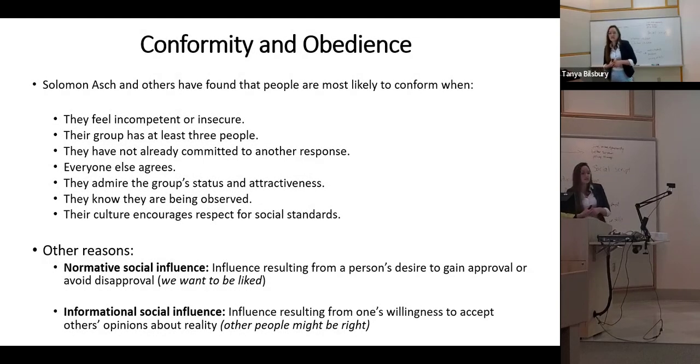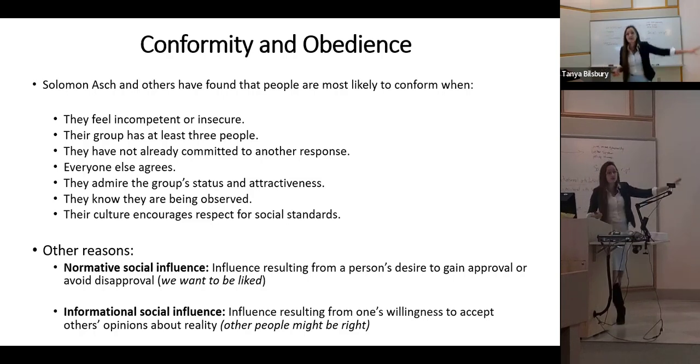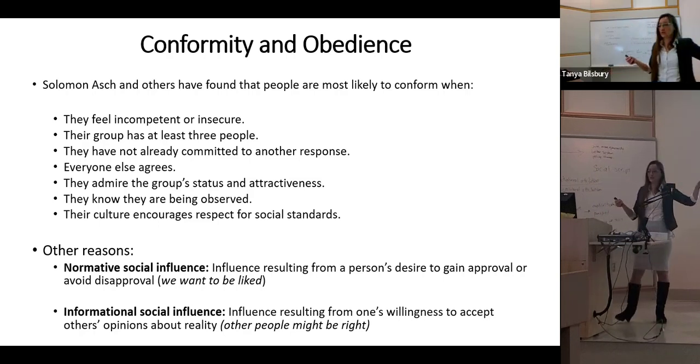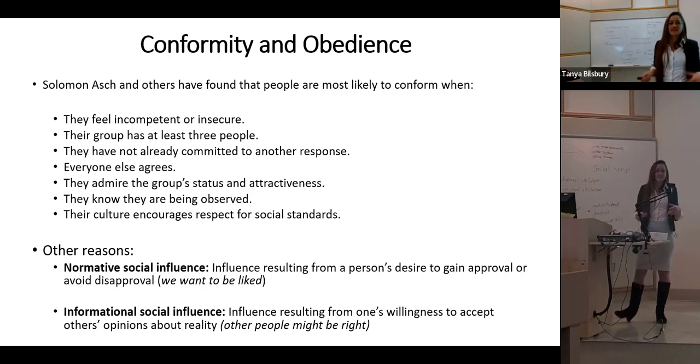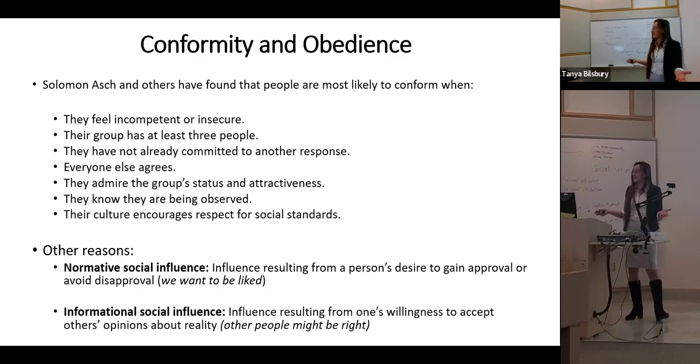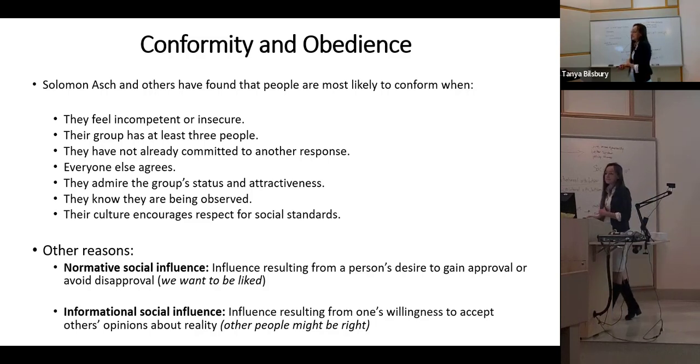So Solomon Asch and his colleagues did various runs of this experiment where they changed different things. And they found that people are more likely to conform when they're not really sure of themselves. You're not really trusting your own eyes. They feel insecure. The number of other people matters. If there's only one other person, you might feel more comfortable disagreeing with them than if there's like 10 people and they're all saying it's the other line. And you're really like, okay, what's going on here?